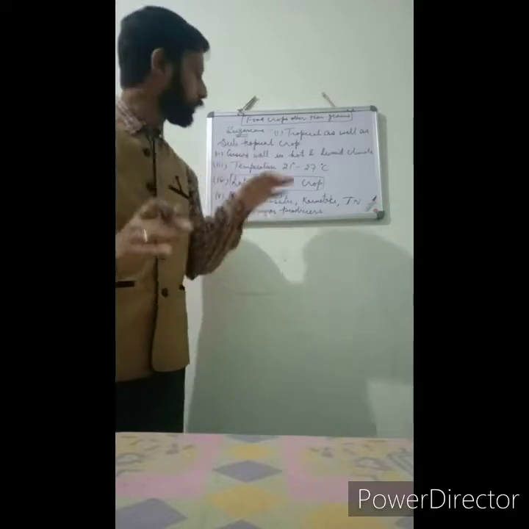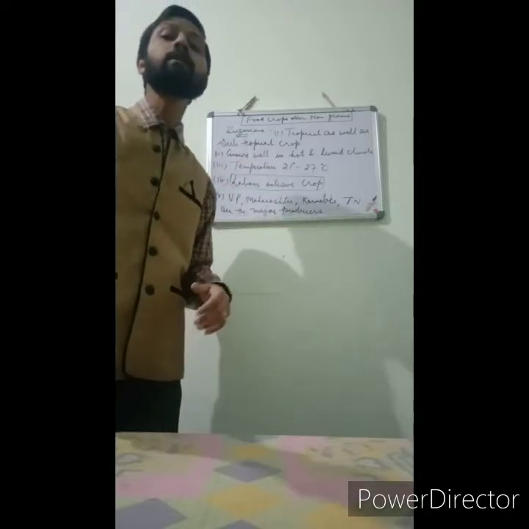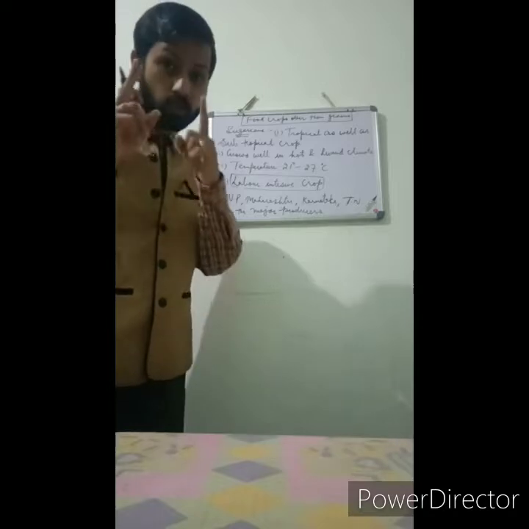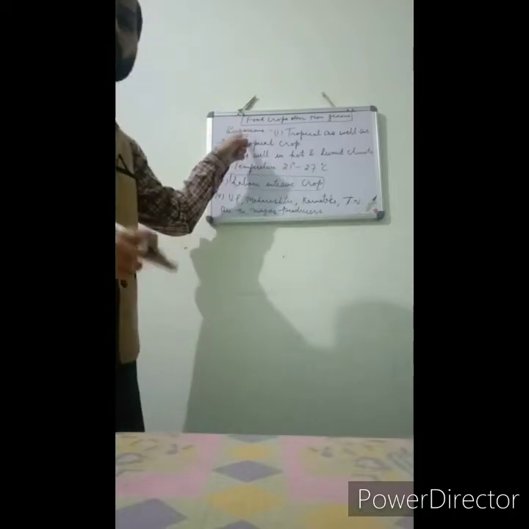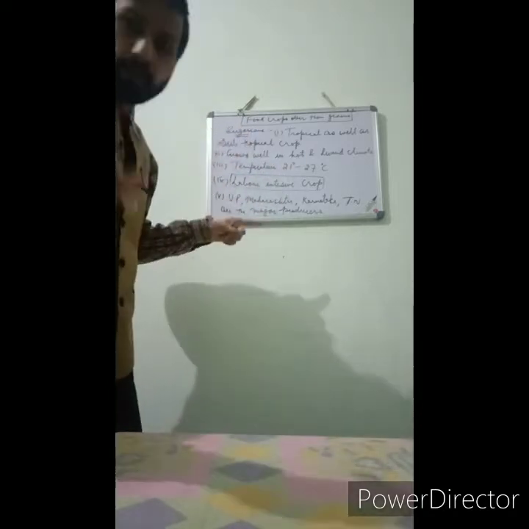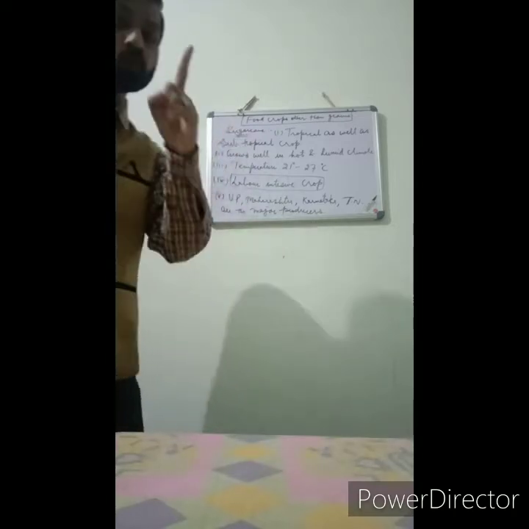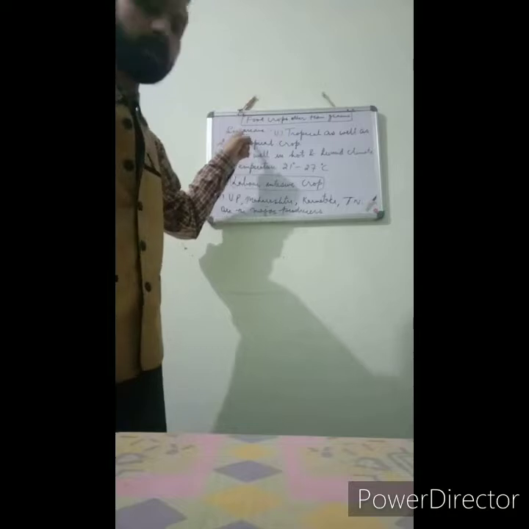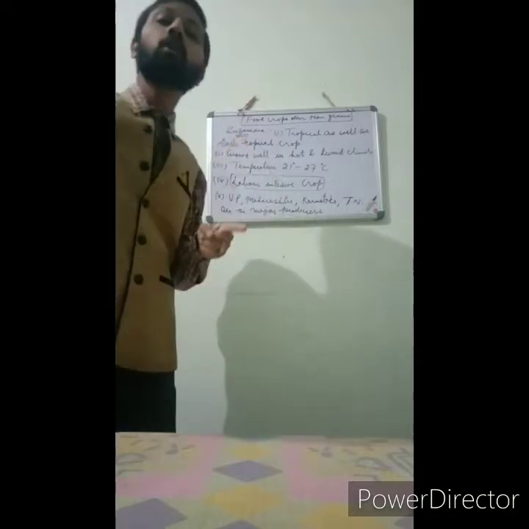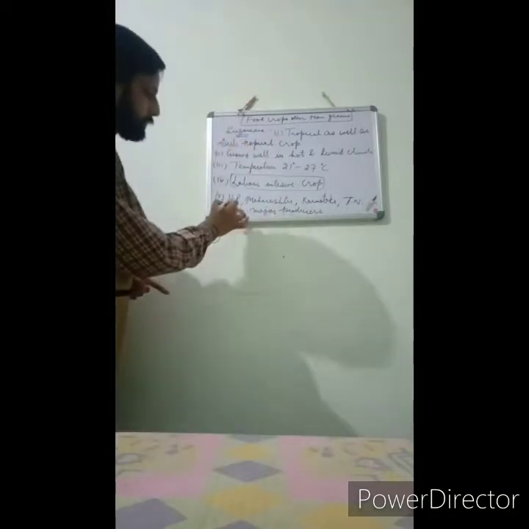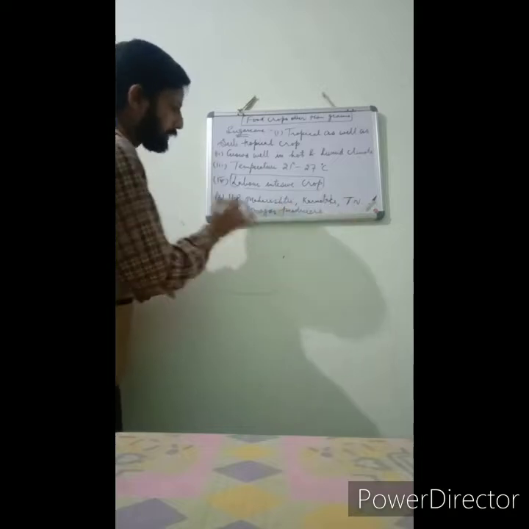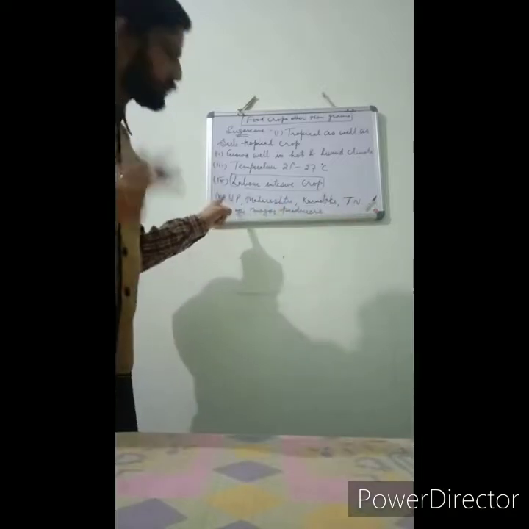Now we all know that sugarcane is a crop that is used in the sugar industry. So this crop also works as the raw material for the sugar industry. Is that clear? Sugarcane is the main raw material for the sugar industry. And these are the major states that produce the sugarcane.